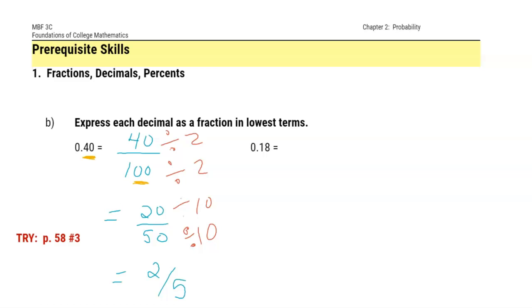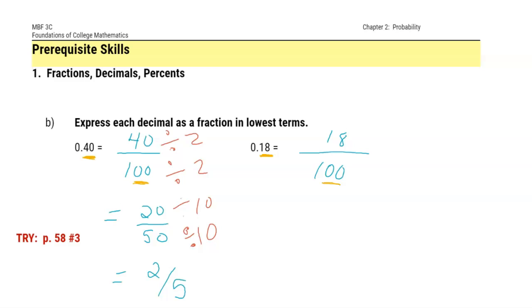All right, so I'm going to take this up. So again, I see that I have 0.18, which means that I'm going to write this as a fraction out of 100 again, okay? Because there's 2 zeros in 100 and 2 decimal places in my decimal. And so that means I have 18 out of 100. Now I'm ready to reduce this to lowest terms.